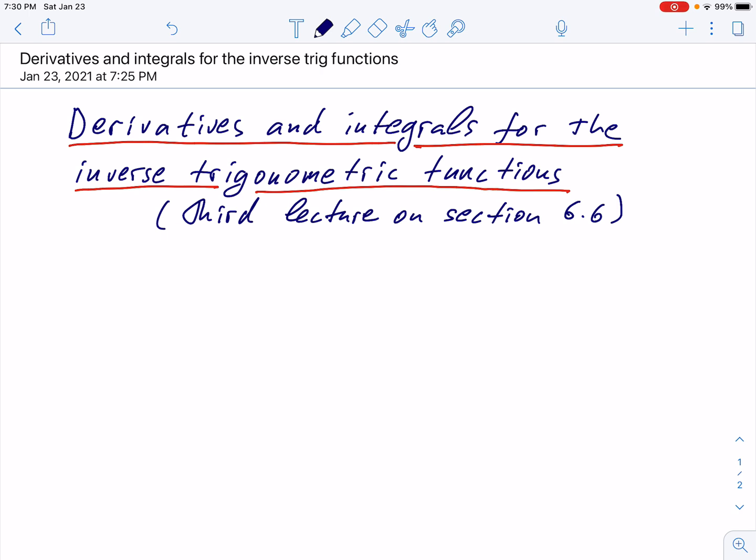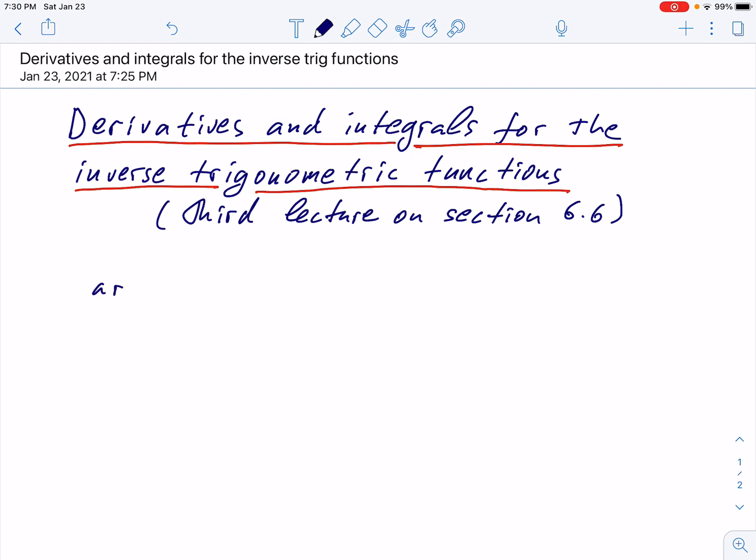Today we continue with inverse trigonometric functions, and I will teach you examples with derivatives and integrals. Here are the derivatives one more time and the related integrals.